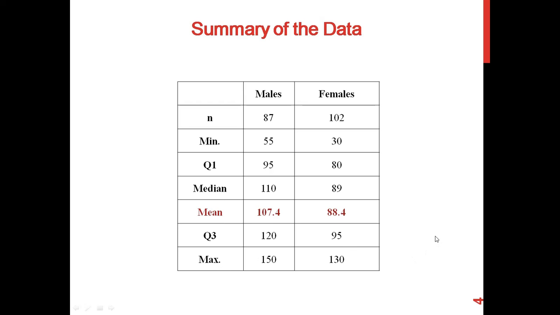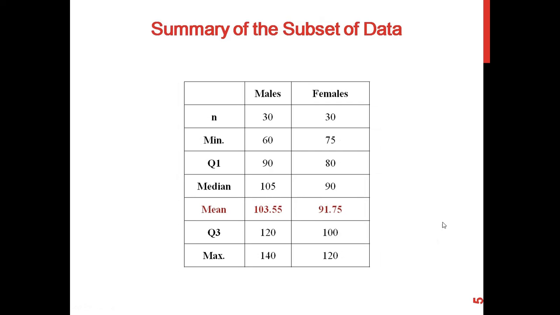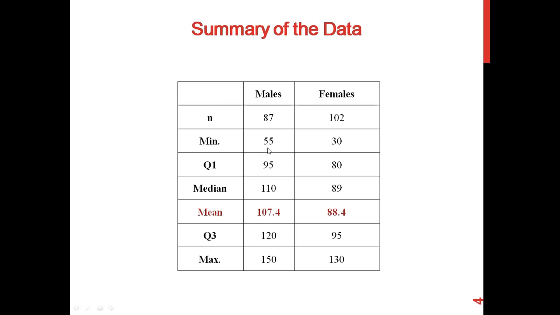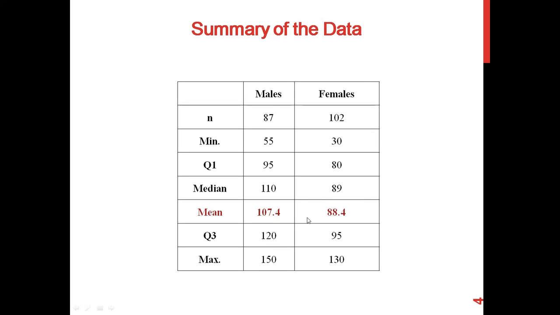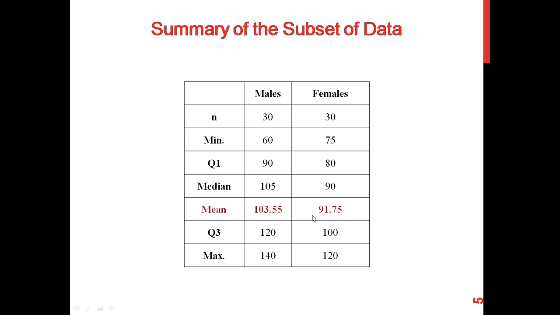Now, if I take a subsample of this data of size 30 from males and females each, then these things change. For example, here the minimum values were 55 and 30, whereas now the minimum values are 60 and 75 for this particular subsample. Even the means: here the difference was around 20 points, 88.4 and 107.4, so 19 points. Whereas now for this particular subsample, the mean for females has increased, and for males it has decreased, so the difference is less now.